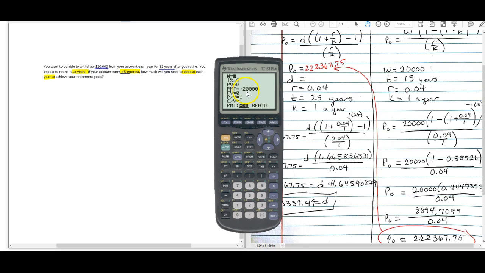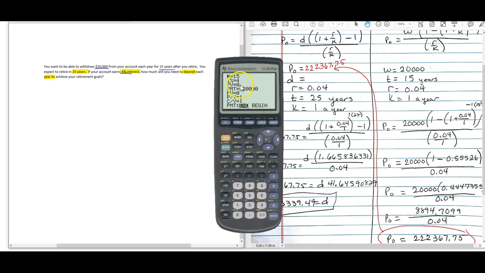You can see I already have my negative 20,000 for my withdrawal. N is going to be the number of compoundings times the number of years. So that's T times K. So that's 1 times 15. And we're trying to figure out the percent, which is 4%, and you do put it in as a percent. So it'd be a 4 instead of 0.04, which can be confusing because in the formula you're going to use the rate, which is 0.04.